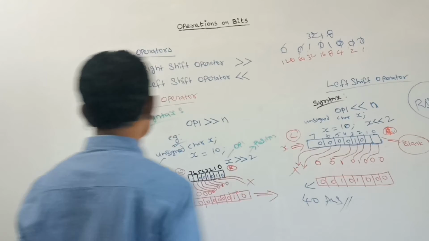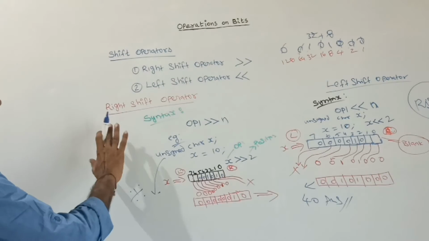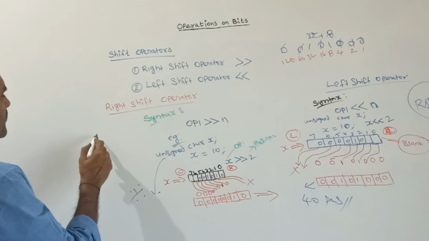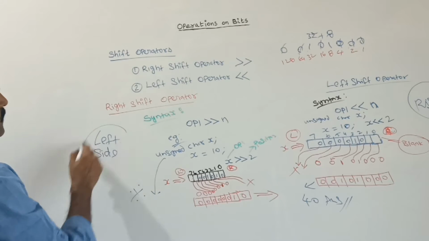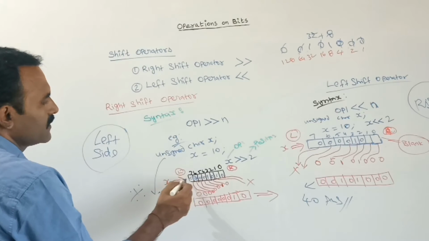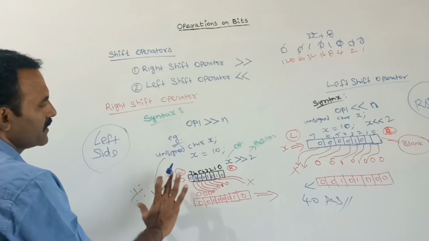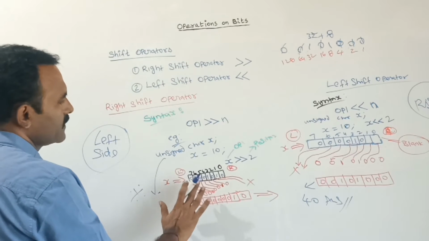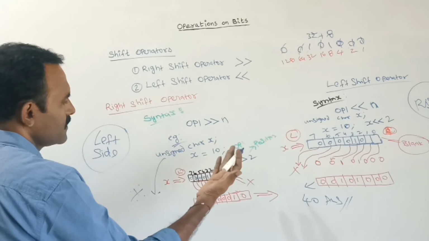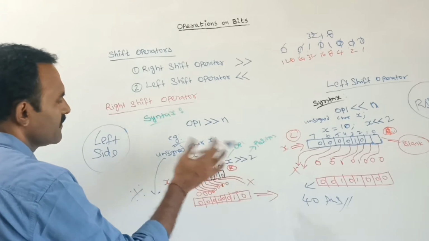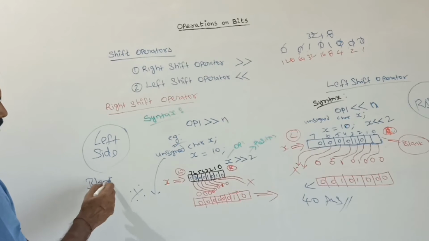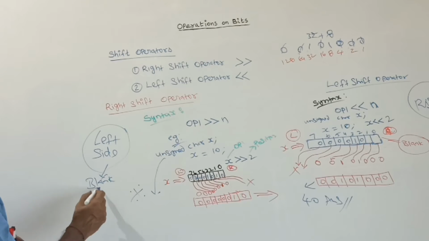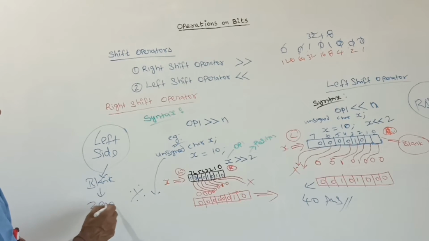In the same way, for the right shift operation, the blank space will be created in which direction? Left direction. That is, take this one, this is the operand. If you are right shifting this operand, then the blank space is created on the left side. So here we should add 0.